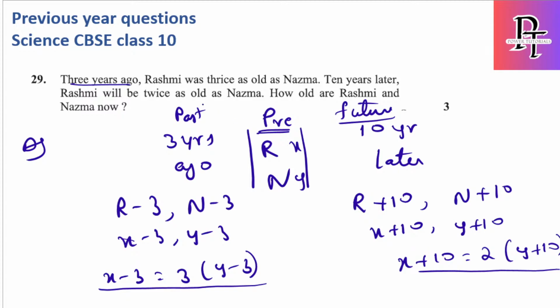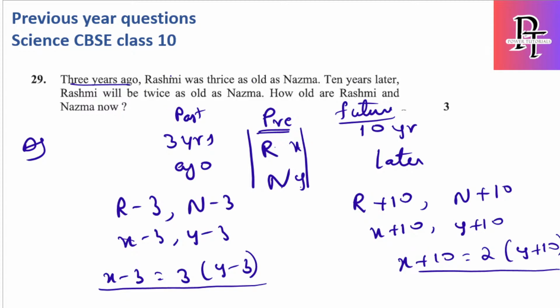Okay, I'm just repeating this part again. So what I will do is, present ages I will just write that Rashmi is x, Nazma is y. Past, that is 3 years ago. So we have to just subtract 3 because suppose my current age is 30. Then 3 years ago, that is 2022, my age will be 27. Same way, for Rashmi you have to subtract 3, for Nazma also you have to subtract 3. For the future, my age 30 becomes 40. So it becomes r plus 10 and n plus 10.